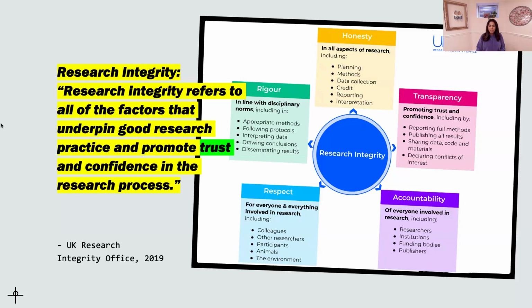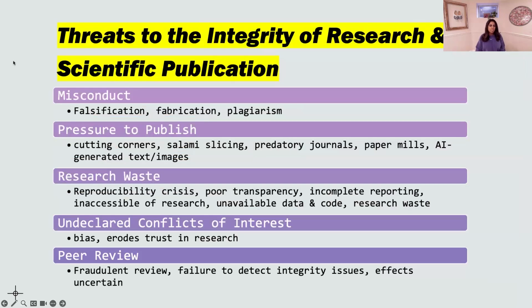And so this definition is from the UK. The US and Europe also have offices of research integrity. And notably in Canada, we don't have a body or an office to speak of, although we do have the Responsible Conduct of Research framework that was developed by the Tri-Agency. And so this includes similar notions of integrity as well as research ethics. So according to the UK definition, research integrity includes honesty when designing and carrying out research, accountability of all involved, transparency around methods, results, conflicts of interest, rigor in methods and analysis, and respect for all involved in research, including animals and the environment.